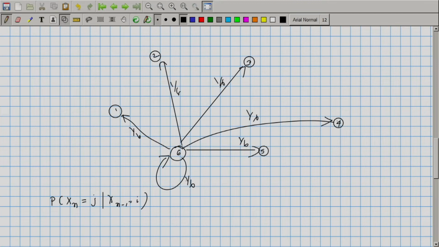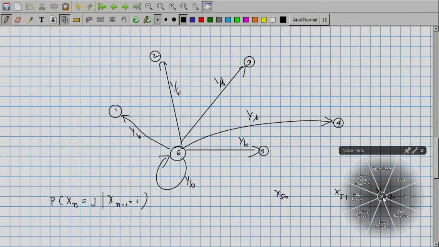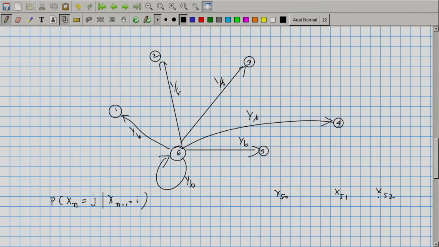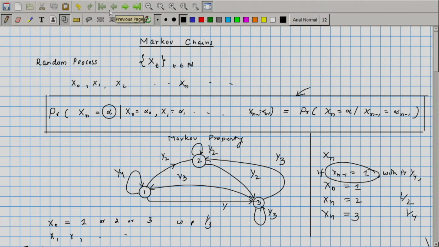Now, here we may have to do this for each and every value of n. If x50 was something, then for x50 there will be one such diagram. x51 will have another diagram, x52 could have yet another diagram, and so on. But we will again restrict our attention where all these diagrams are going to be exactly the same. These are what are called time homogeneous Markov chains.